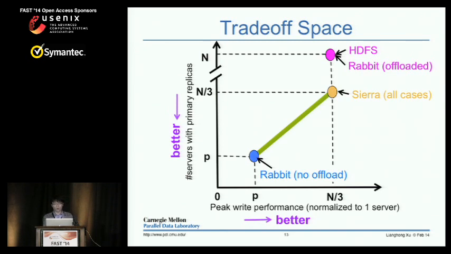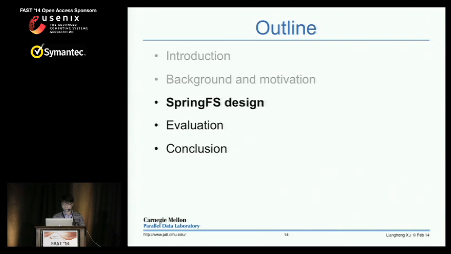SpringFS provides a more flexible design that provides the best case elasticity of Rabbit, the best case write performance of Sierra, and much better agility than either. SpringFS achieves the range of options in between using a new technique called bounded write offloading, which I will describe next.